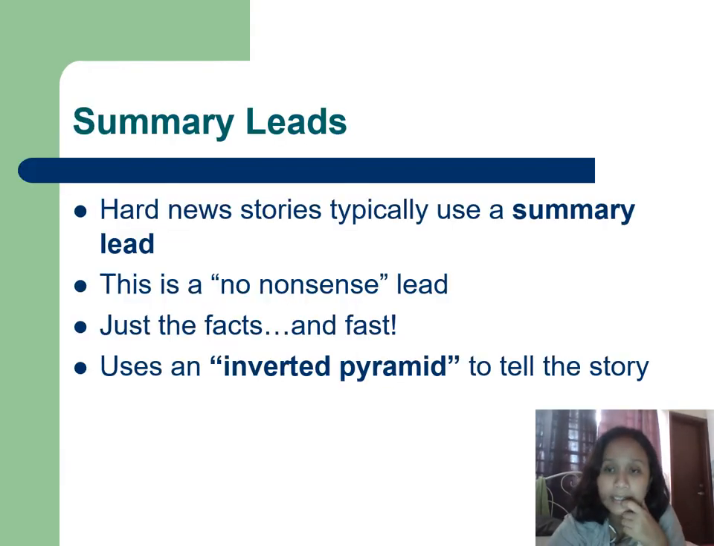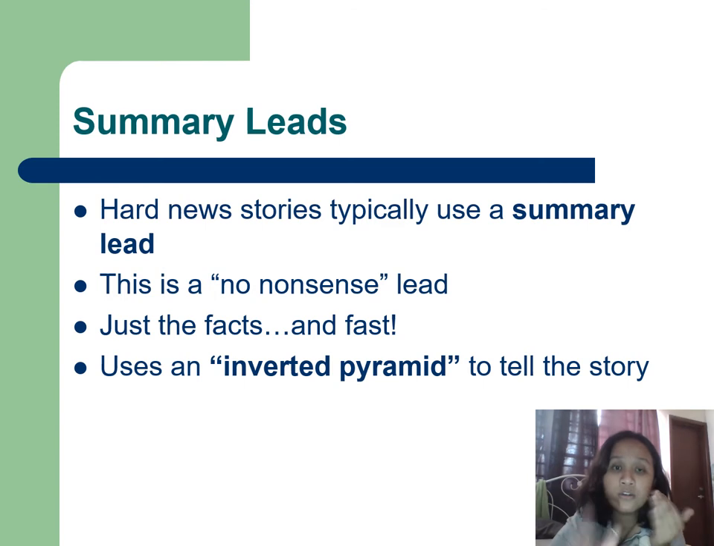So summary leads, okay, is hard summary in summary leads. Typically, hard news stories use these kinds of leads. So what do we call hard news stories? Hard news stories are news on current events, for example, COVID-19, other current issues that are a concern of society, an accident, a convicted crime news, a murder case, and so forth. We use the summary lead.